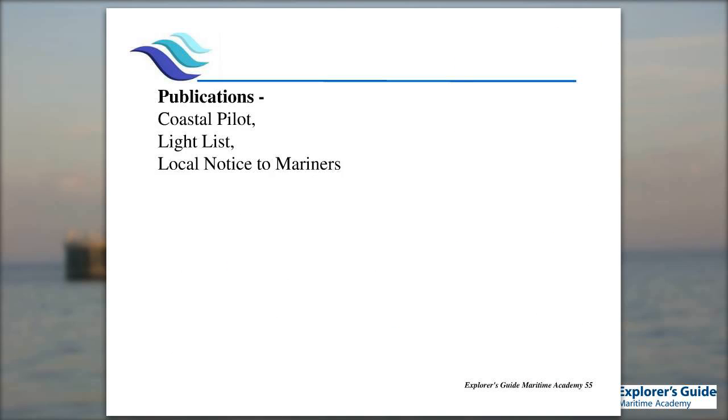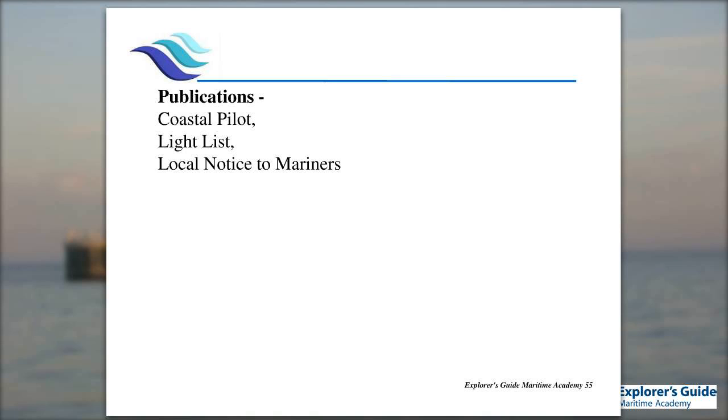A couple other items to remember in navigation are publications. Coastal Pilot tells us everything there is about an area that cannot be portrayed on a chart. These include harbor regulations, features, just a ton of information. It's published by NOAA, and it's updated, I believe, weekly by NOAA, and you can download updates on your cell phone, your iPad, whatever. But it provides us information that cannot be portrayed on a chart.